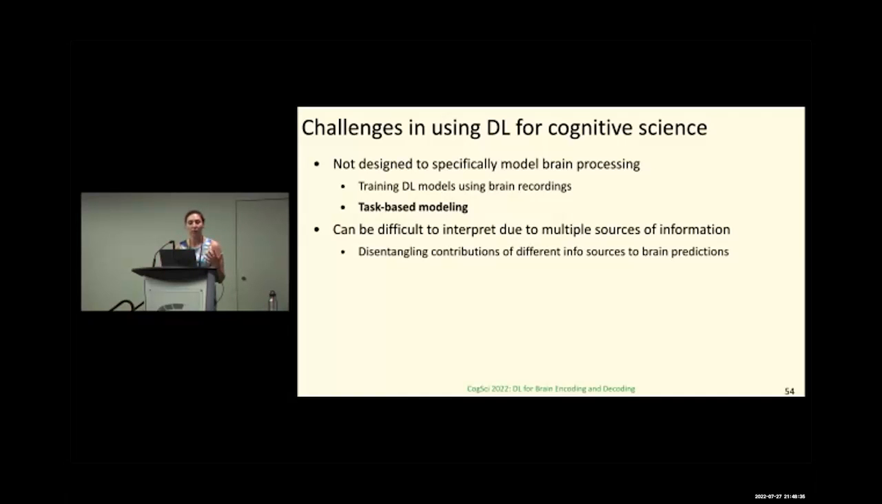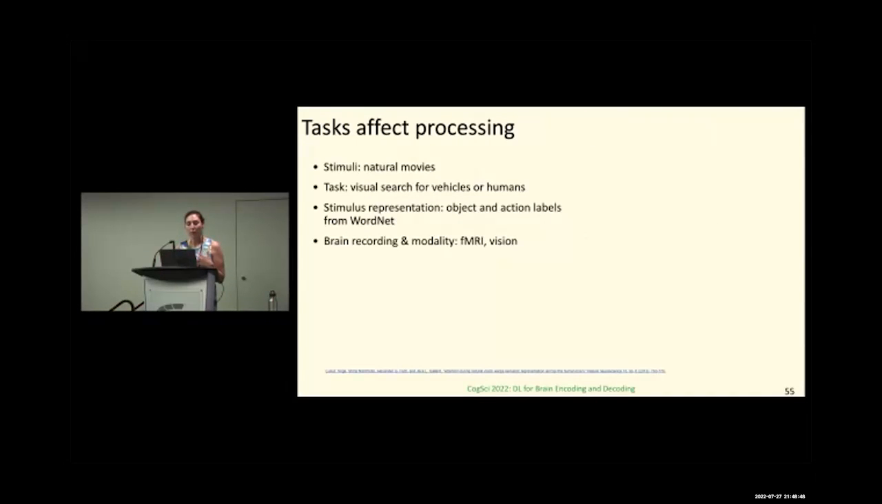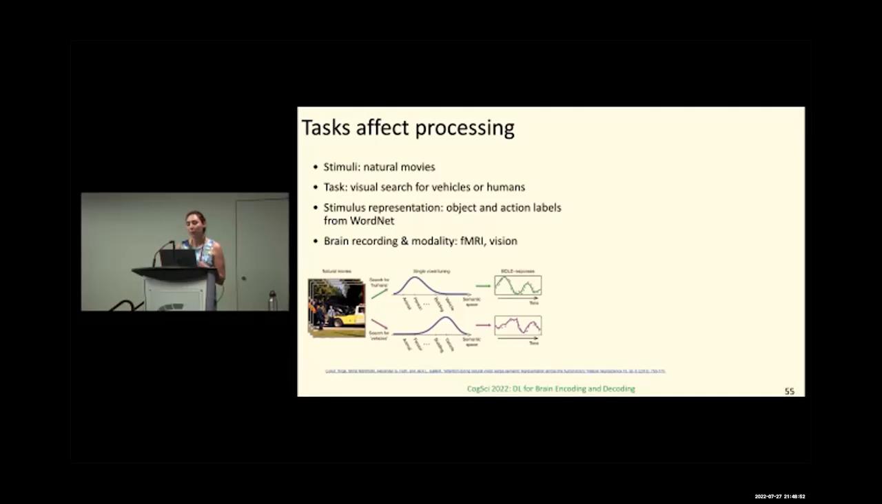Right, so a lot of the data that we already saw in the previous parts of the tutorial were from people who are passively viewing some stimulus. But in fact, from neuroscience, we know that tasks do affect the processing. So for example, there's research showing that people who are viewing natural movies and attending to two different things, in one condition vehicles, in another condition humans, have a different representation of semantics. The whole semantic space is different.